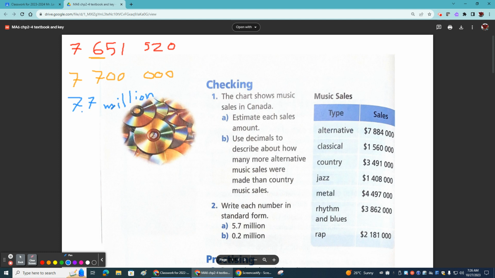And that's a lot easier to read. When you guys start doing science reports or reading newspaper articles, more academic works, you're going to see decimal millions used a lot more often because they're easy to read. They're easy to say, 7.7 million.